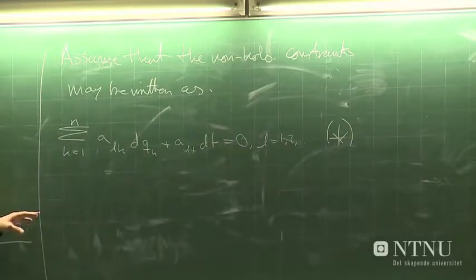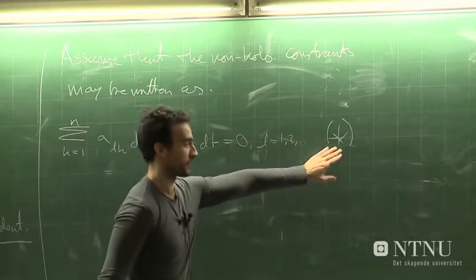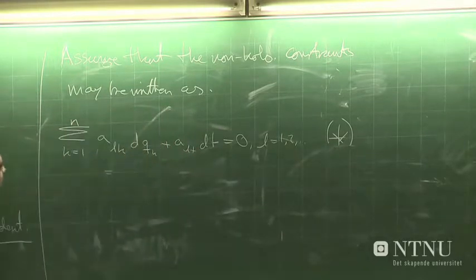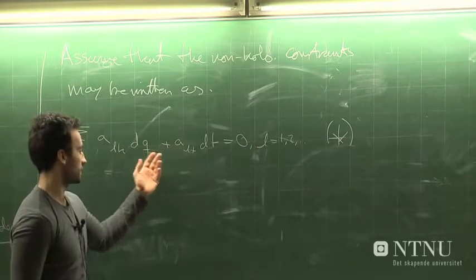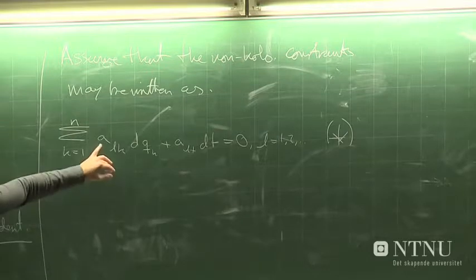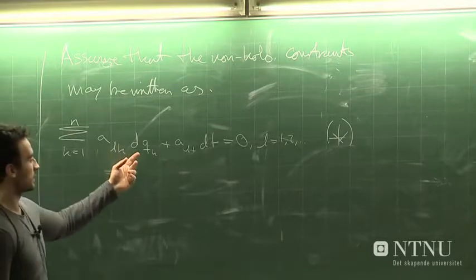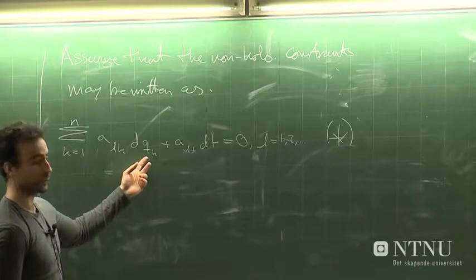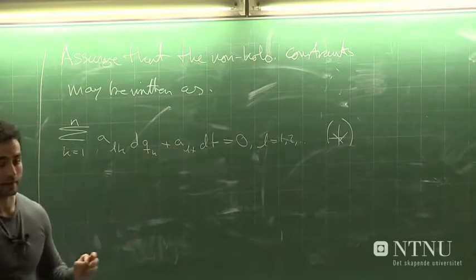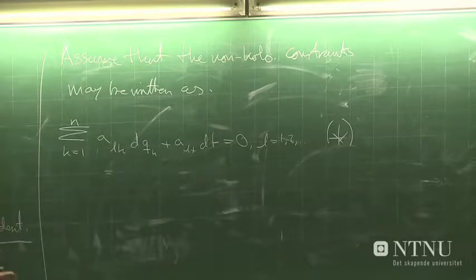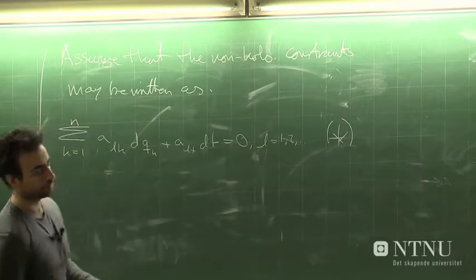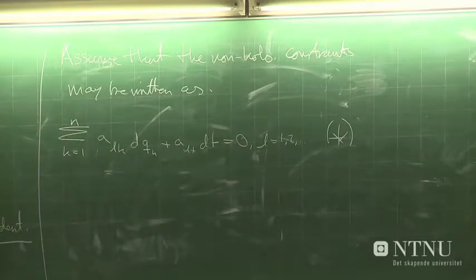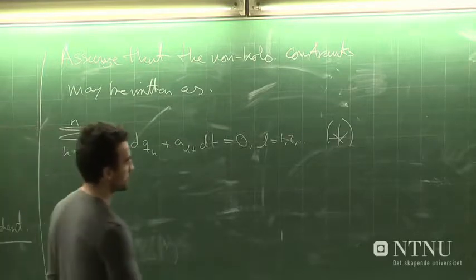Naming this equation star, because we'll use it in reference later. The non-holonomic constraint is in the sum from k equals 1 to n over these terms here. You have a_lk, which are coefficients, and then you have infinitesimal dq_k, and then possibly a coefficient related to time, a_lt. And you have one equation for each l. Let's say you have up to M equations.